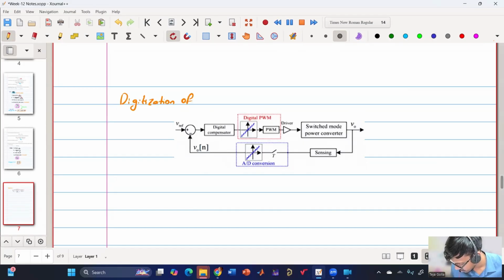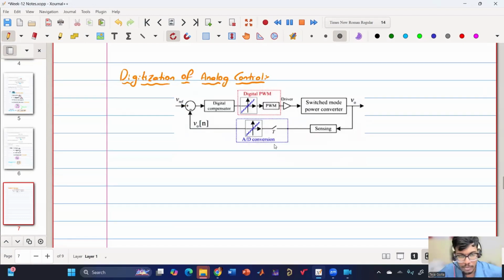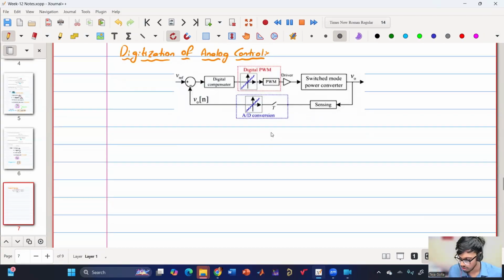Digitization now. Say this is voltage mode control, but also digitization of analog control. So where is the difference coming from? Previously there is no digital PWM in the circuit. Also there is no analog to digital conversion. This is what we call digital control. If we write the analog control, we don't have these terms, right? So then how was it looking? It was looking something like this.